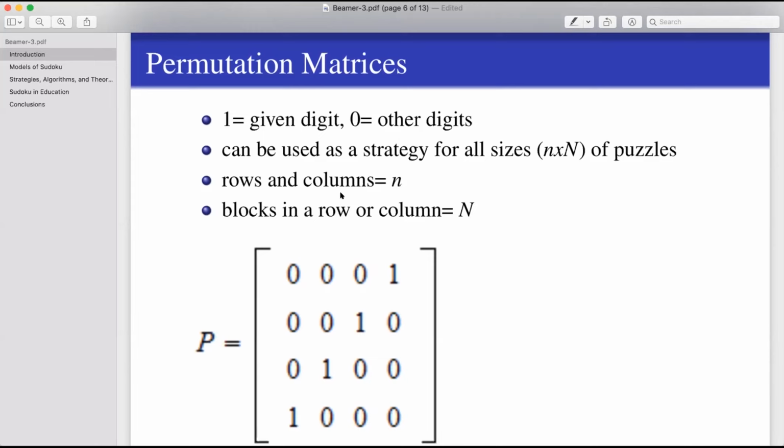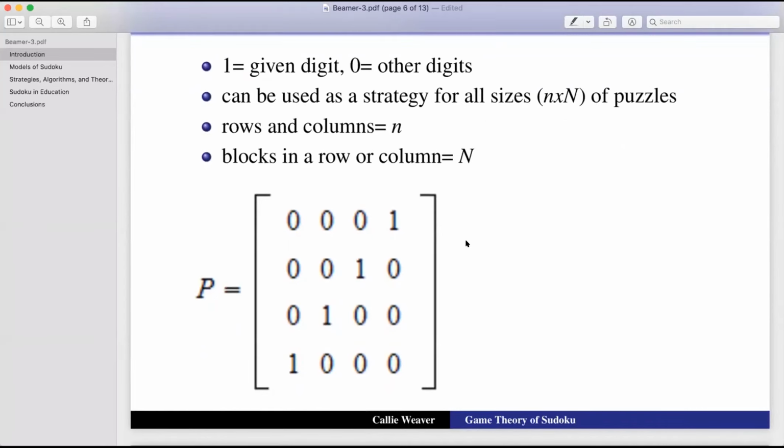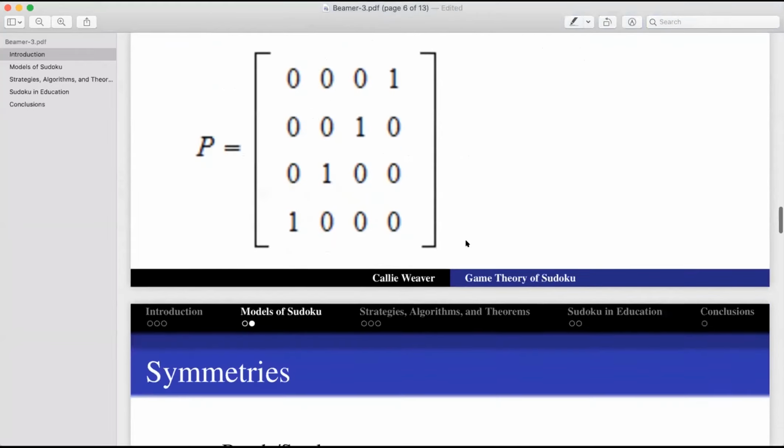It basically gives a visualization. And it also can become a strategy for any size Sudoku rather than just the normal 3 by 3. It can be used as a 6 by 6, a 3 by 2, etc. The rows and columns are represented by little n, and the blocks in a row or column are n. Like a normal one, we would say is a 3 by 3. And by using the steps to create the permutation matrix example, you can use that as an algorithm.